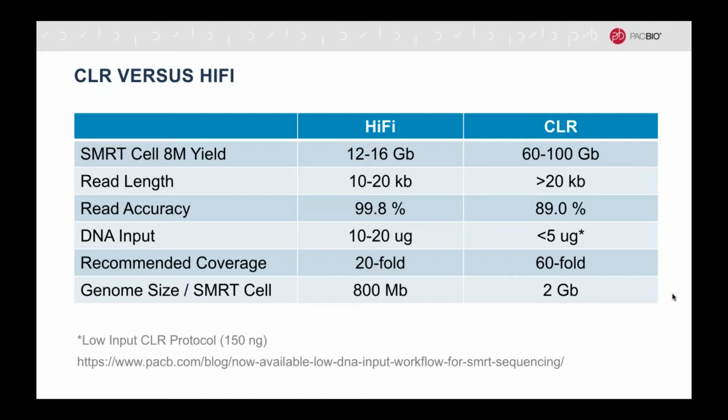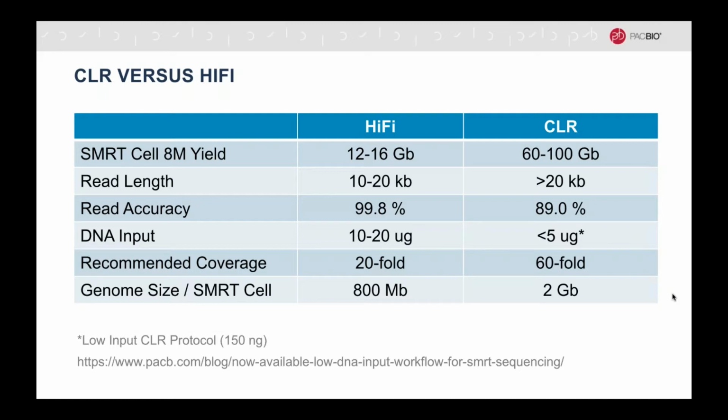HiFi libraries are typically 10 to 20 KB long, so that's how long the reads are, whereas CLR libraries can be much longer. They're almost always longer than 20 KB, but can be more aggressively size selected. Read accuracy is obviously higher for HiFi, on average 99.8% versus 89% for CLR. HiFi library construction currently requires 10 to 20 micrograms of high molecular weight DNA. So if you're limited with the amount of high molecular weight DNA that you can collect, CLR is a good option for you. And we even have special protocols that require lower DNA inputs. So if you have as low as 150 nanograms, you can use the low DNA input protocol for CLR.